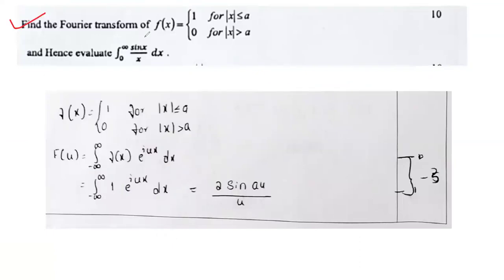Find the Fourier transform of the given function f(x) equal to 1 for modulus of x less than or equal to a, 0 for modulus of x greater than a. Also, we need to evaluate the integral from 0 to infinity of sin x by x dx.